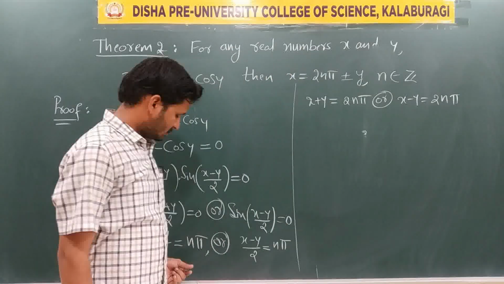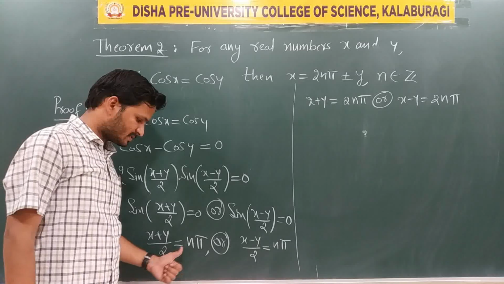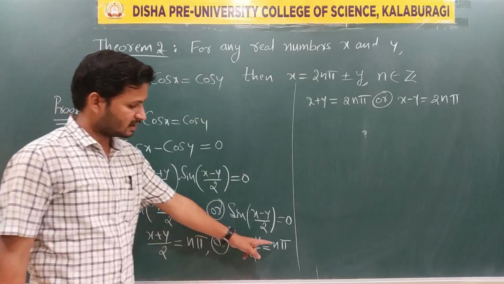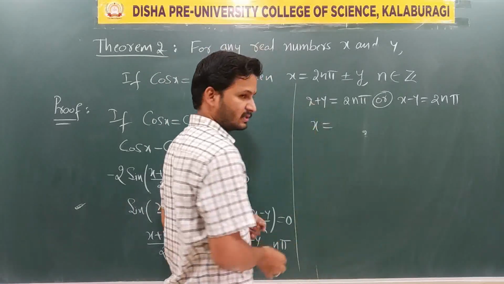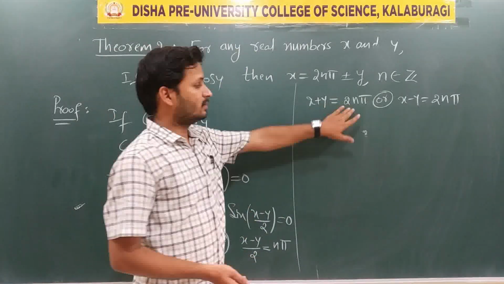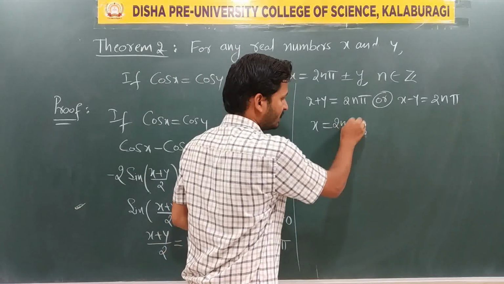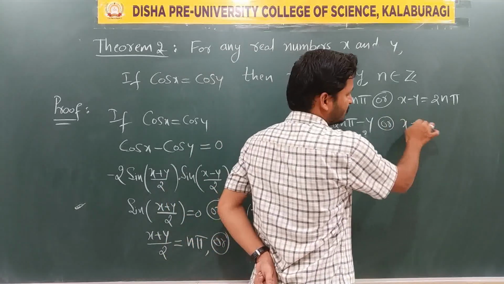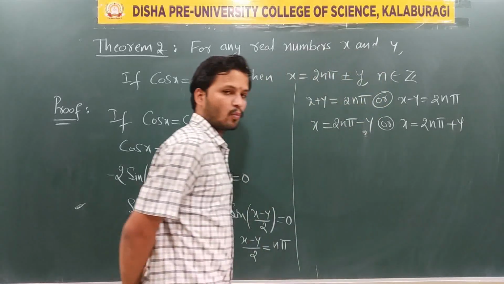Just cross multiply. So x plus y is equal to 2 times n into pi. So here x minus y is equal to 2 times n pi. So next, x in terms of the others. So x is equal to 2n pi, and if we shift the plus y to the other side, that is minus y. That is 2n pi minus y. Or x is equal to 2n pi, so this will become plus y.